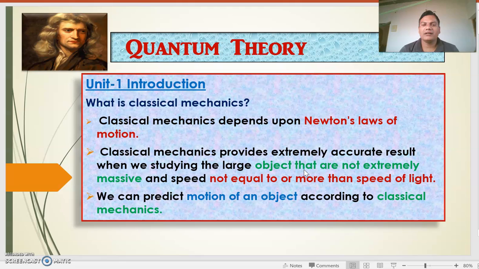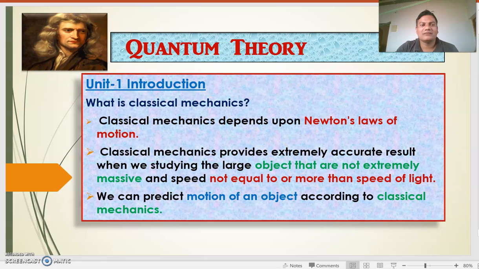And the third point regarding classical mechanics is that we can predict the motion of an object according to classical mechanics. In the next graph, you will notice how we can calculate the speed and distance of an object with respect to time. So that is the best application of classical mechanics.